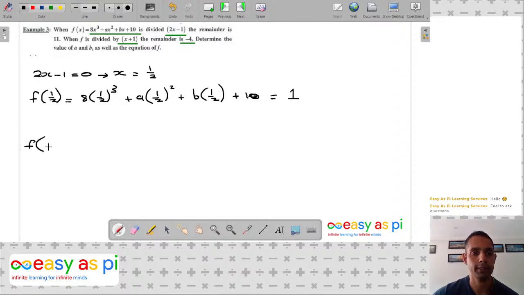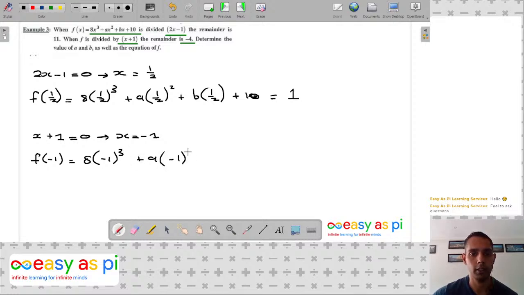What else do we know? Well, let's do it again. We have x plus 1 is equal to 0, therefore x must be equal to negative 1. The remainder is negative 4, so we can say that f at negative 1, and we can substitute, so we say 8 times negative 1 cubed plus a times negative 1 squared plus b times negative 1 plus 10. And what is that remainder? Sorry, this should be a at 11, and this should be negative 4.